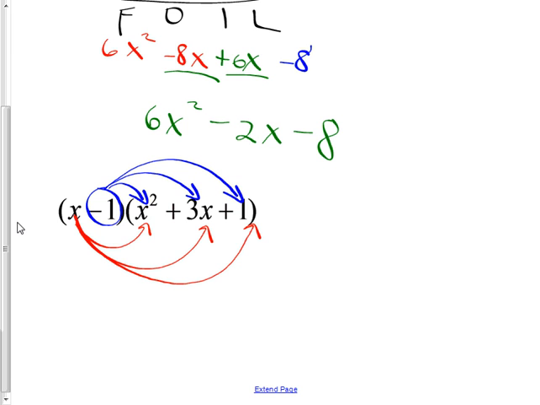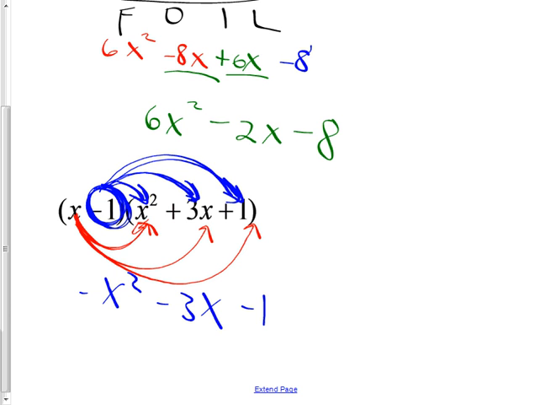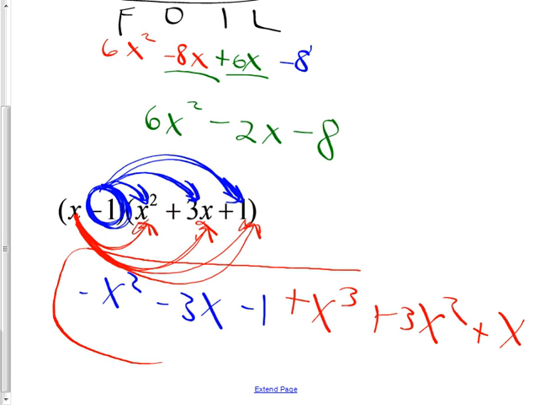I'll do it again. Here we go. This times this. Negative 1 times x squared is negative 1x squared, or just negative x squared. Negative 1 times the 3x makes negative 3x, and negative 1 times the positive 1 makes negative 1. And I add that together with the ones from the bottom, which I did in red here. X times the x squared would make x to the third, a positive x to the third. X times the 3x makes 3x squared. And the last one is x times the 1 makes x. Put all this together and you'll have your answer.